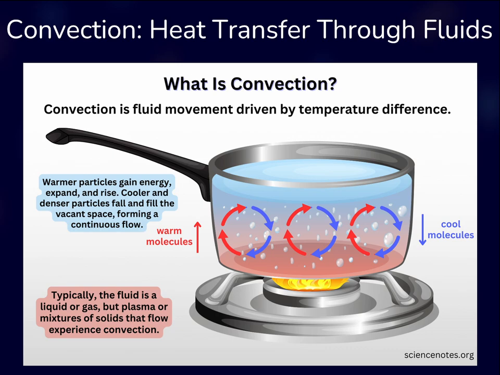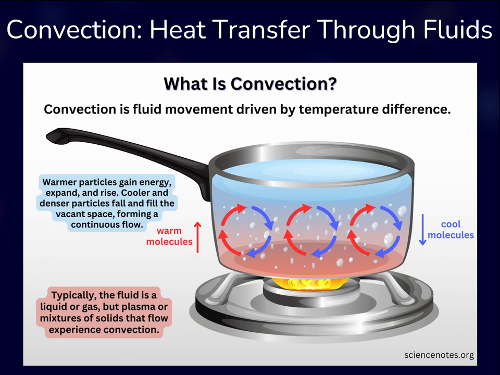Convection takes place in fluids. Remember, that includes both liquids and gases. When a fluid is heated, its particles gain energy, therefore spread apart, and become less dense. The warmer, now lighter fluid rises, while cooler, more dense fluid sinks. This creates a circular motion called a convection current.